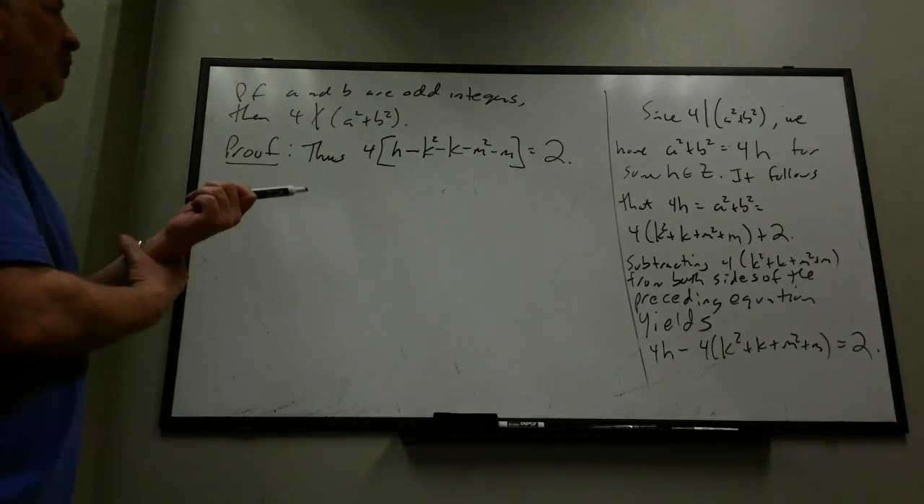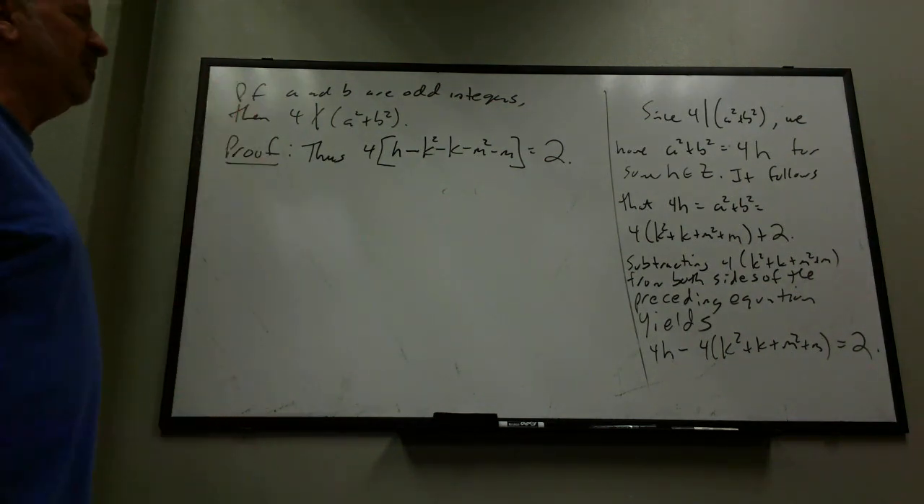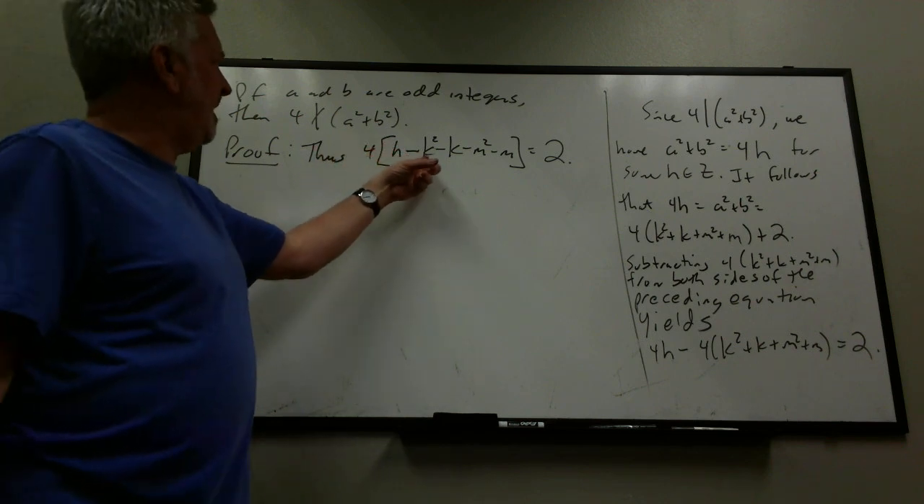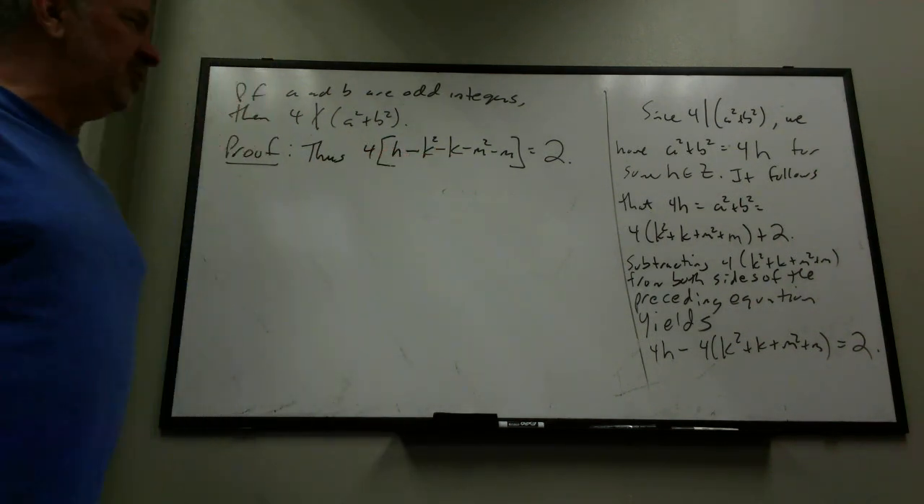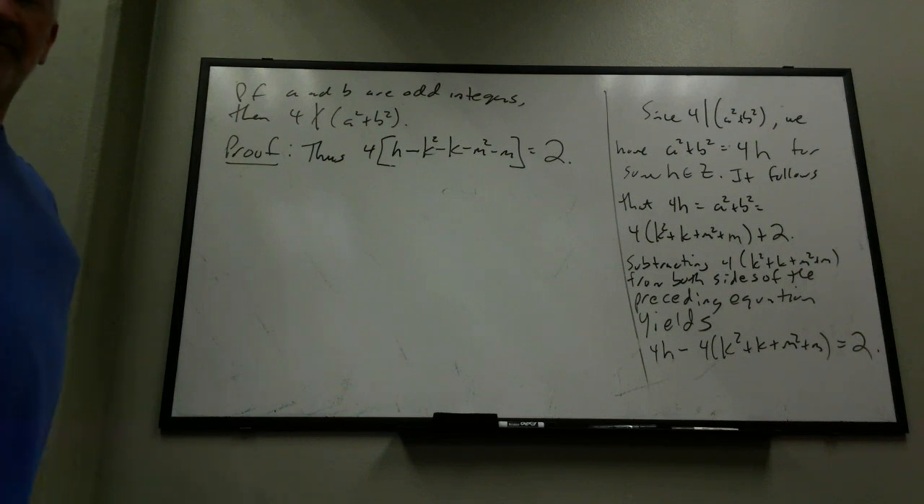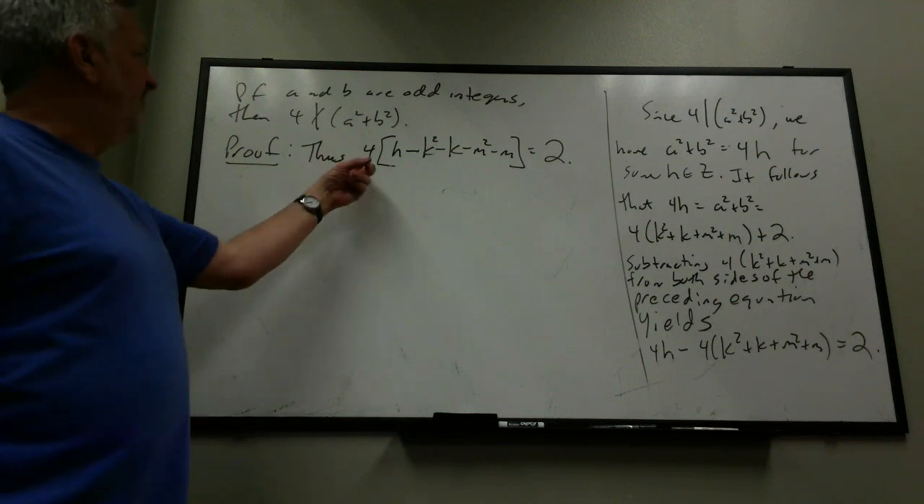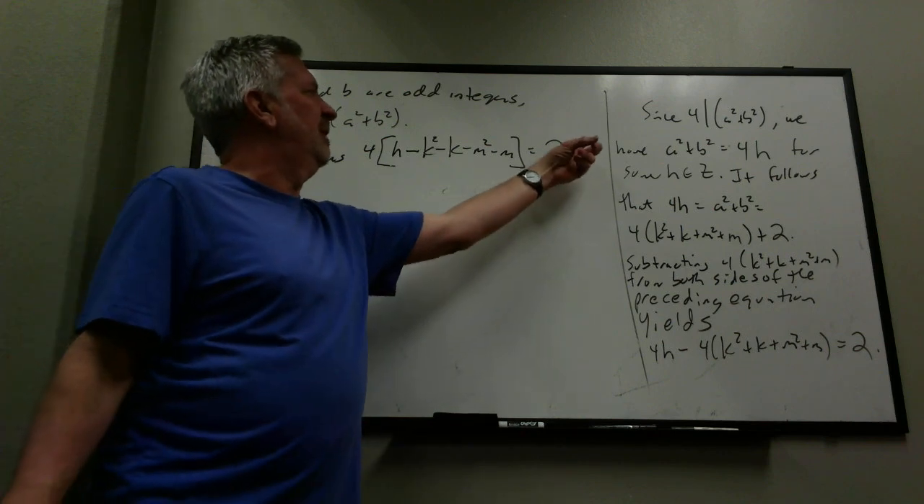Okay. And again, you don't have to state this. With divisibility, we know everything's an integer. h and k and m are all integers. The squares are integers. You subtract, you get integers. So notice what we have here. It's the same flavor as the one we just did. 4 times an integer is 2.